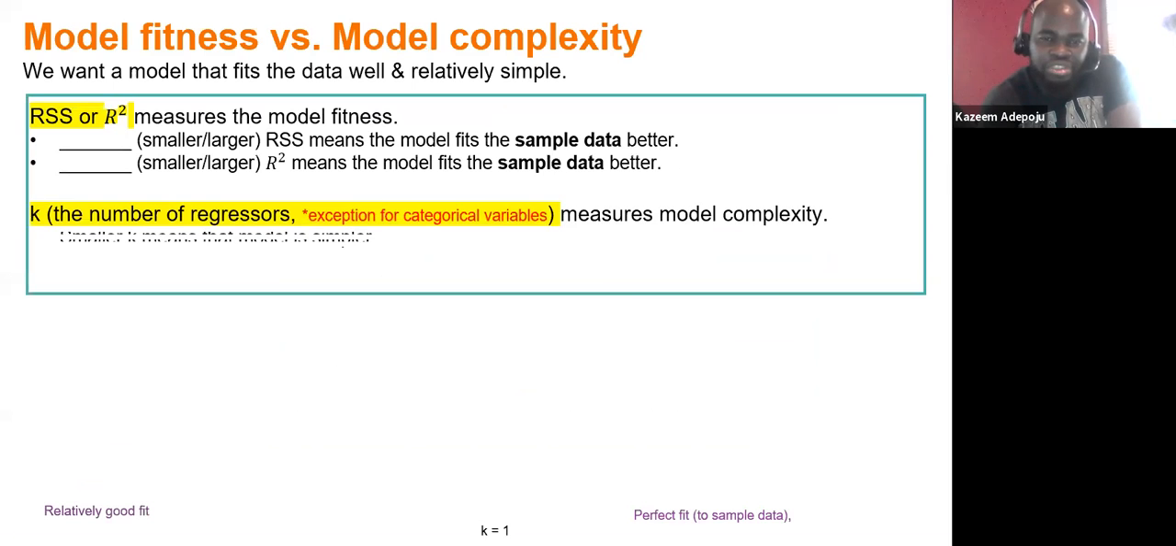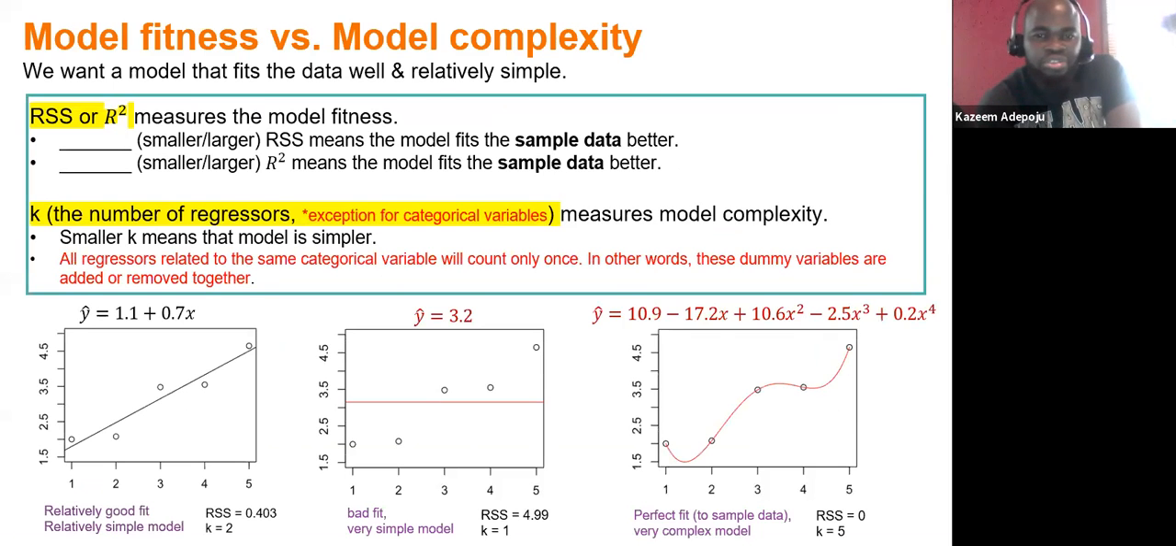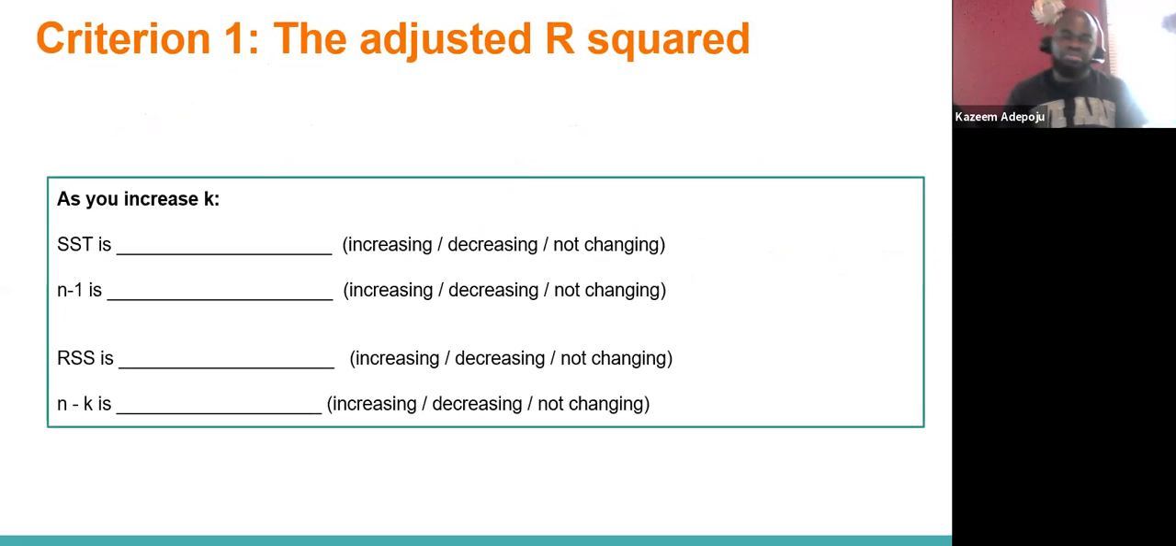The reason is that you are talking about the response, and you are not looking at that in relation to the predictors. So whether you increase the number of regressors, the sum of square total is going to remain the same. And the sample size, this is like the degree of freedom for sample size. I'm only increasing the number of regressors. I'm not increasing my sample size. It's still going to be not changing.